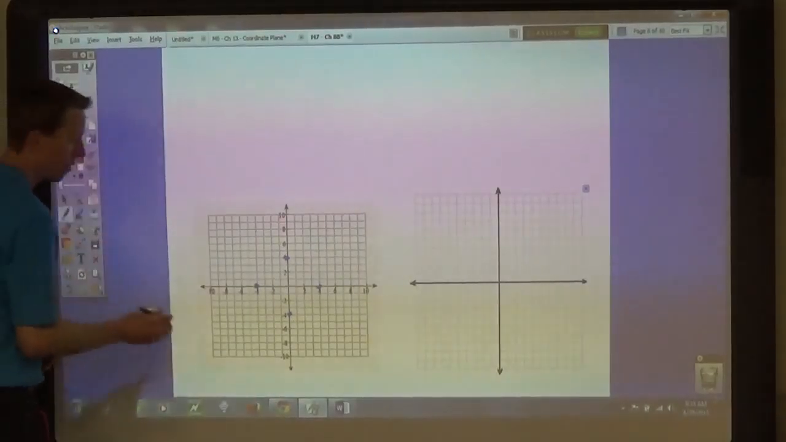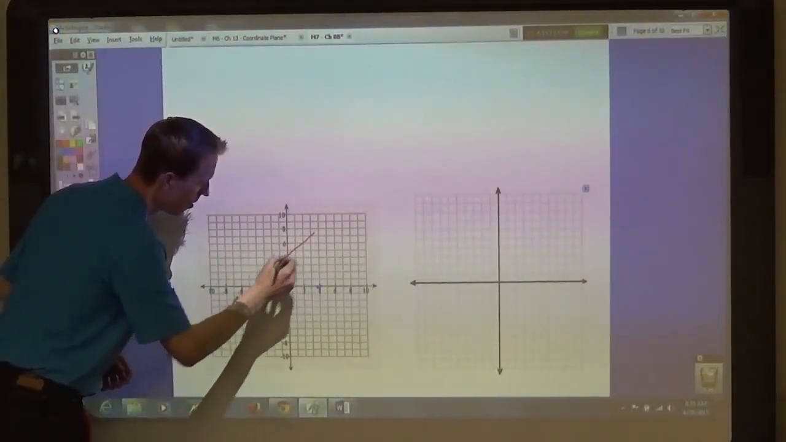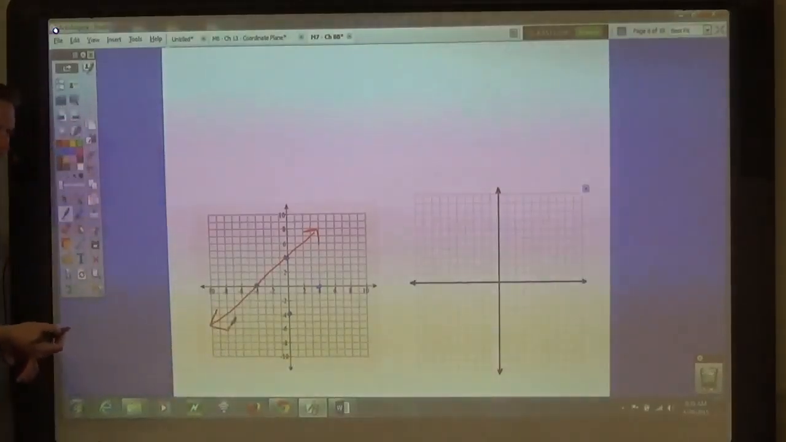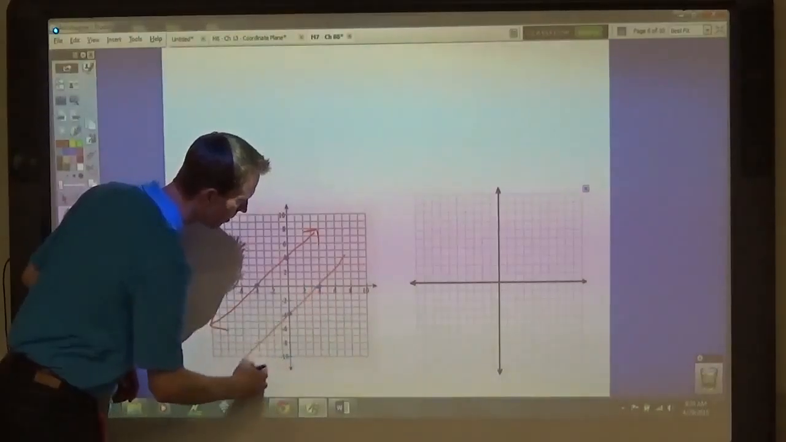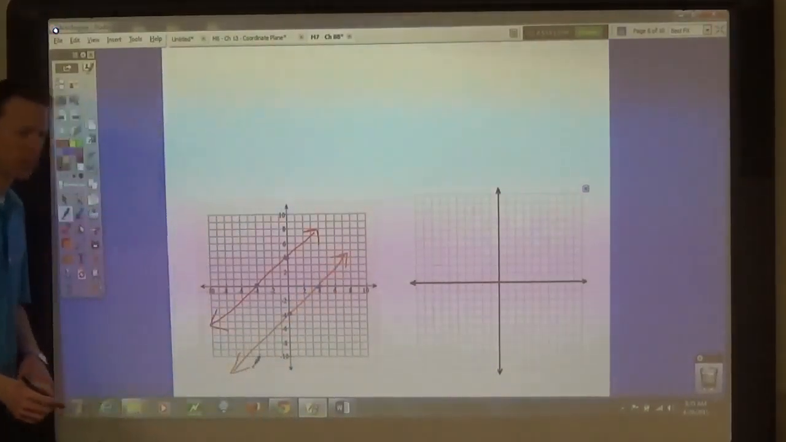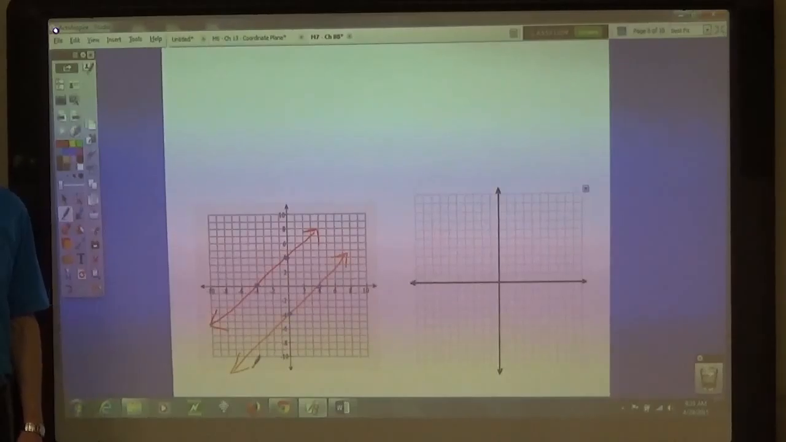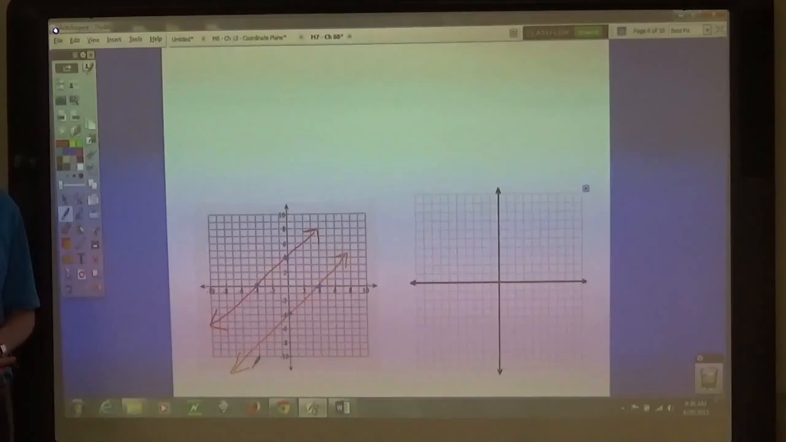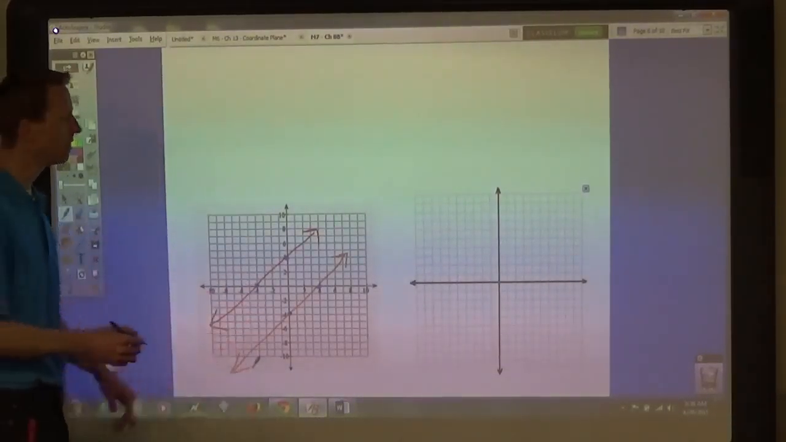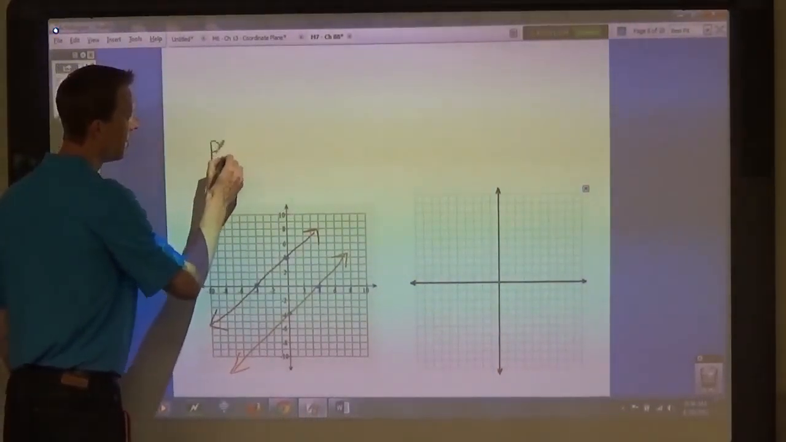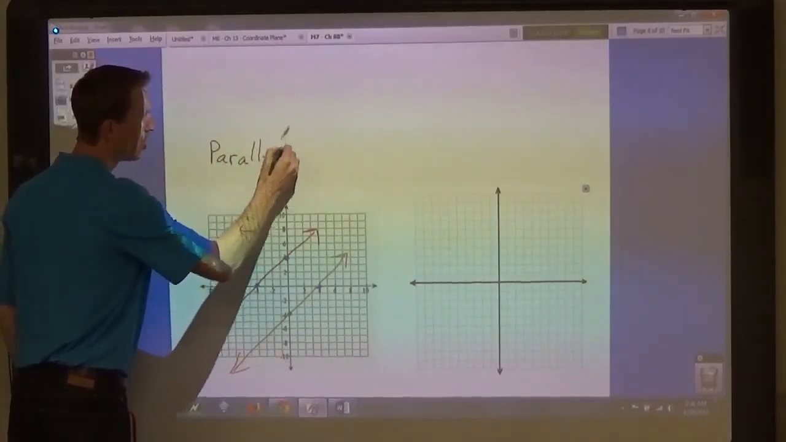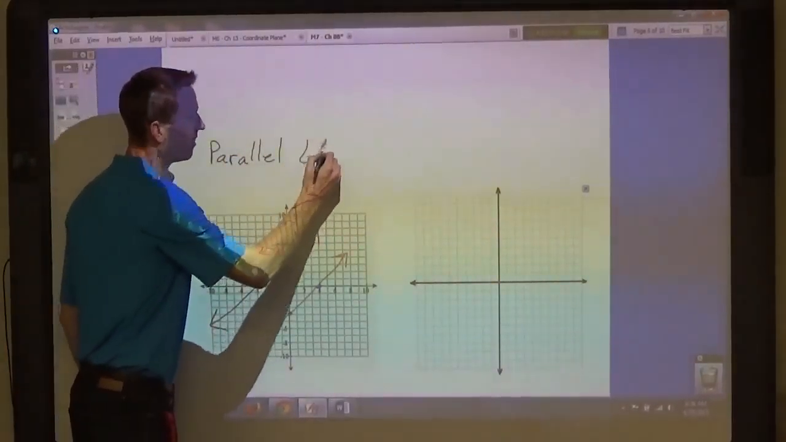So what if we had a line that was like that, and another line that we graphed was like that? What are these lines called? Parallel lines, right? Do parallel lines cross? Do they intersect? No. So if we graph two lines and they are parallel, they don't intersect. What are we going to do for our solution? There is no solution. Right.